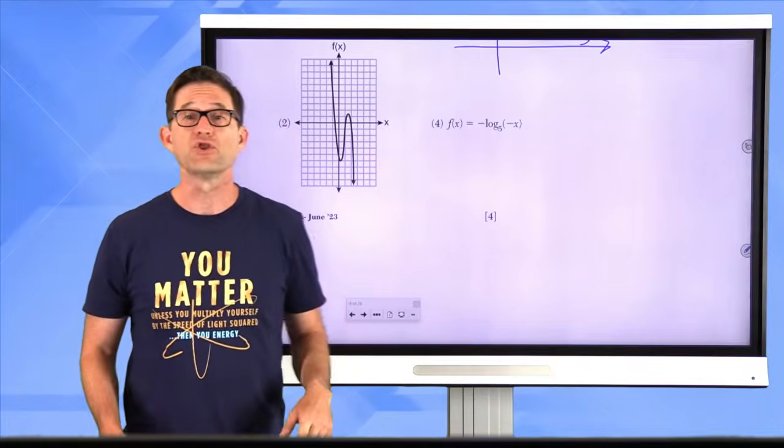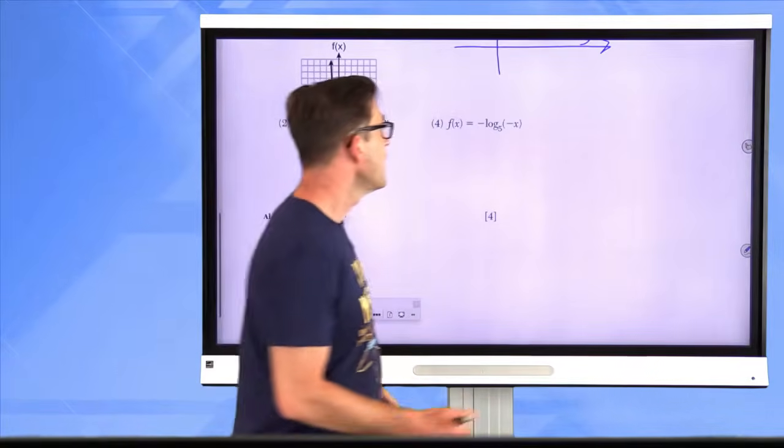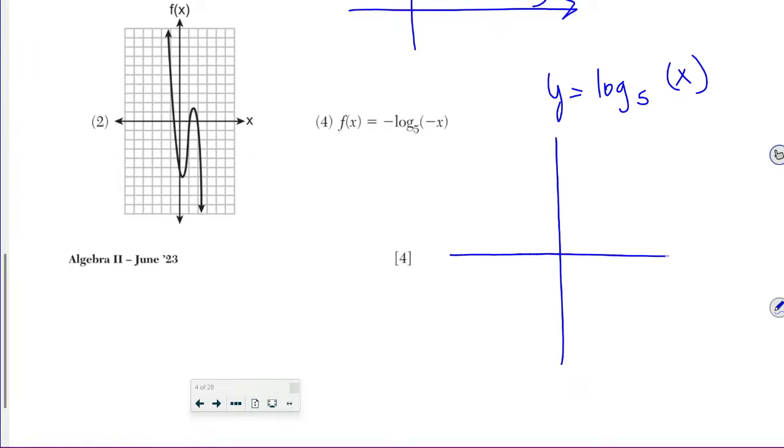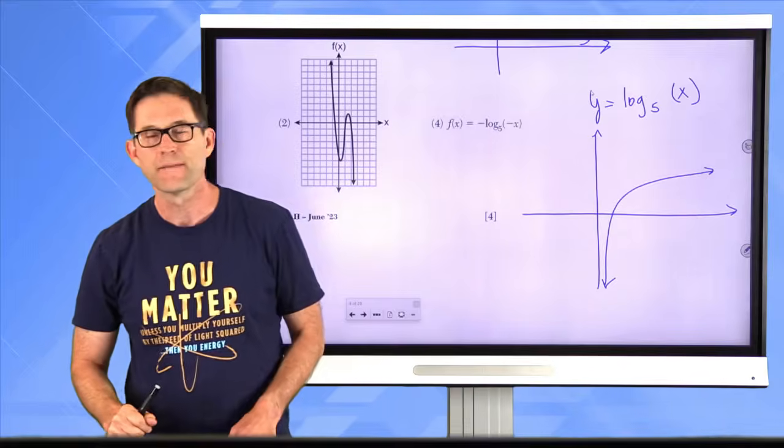We just talked about what a generic log graph looks like. So if I just was looking at y equals log base 5 of x, and it really doesn't matter if it's log base 5 or log base 10 or log base 2, as long as the base is greater than 1, generally speaking, the graph is going to look like this. Okay, so that's log base 5 of x.